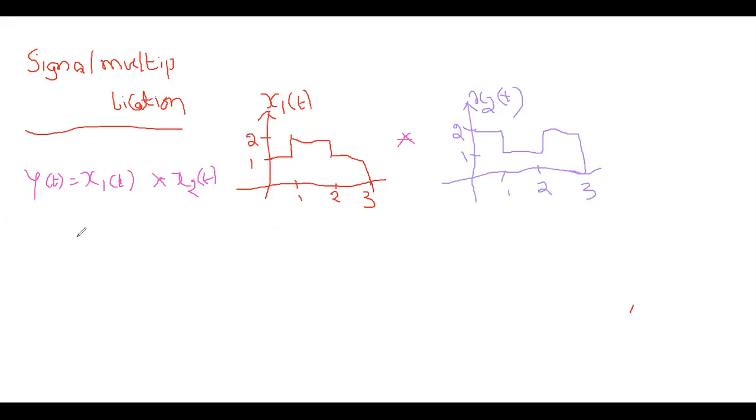Okay. This particular y of t signal also has the ranges from 0 to 1 and 1 to 2 and from 2 to 3. What is y of t in these ranges? Now see here. The first signal x1 of t is equal to 1 from 0 to 1. In this case, x2 of t is equal to 2 from 0 to 1. So 1 multiplied by 2, you will get 2. So in the range 0 to 1, you get the amplitude equal to 2 just by multiplying x1 of t and x2 of t.